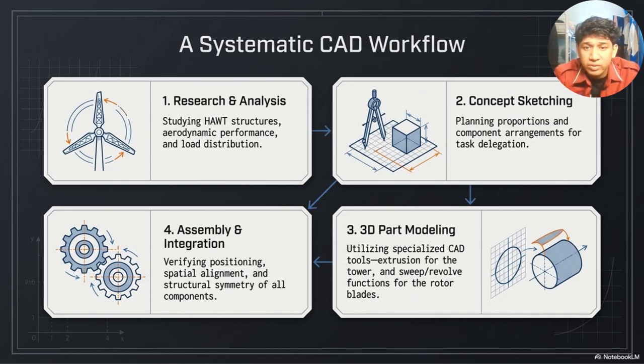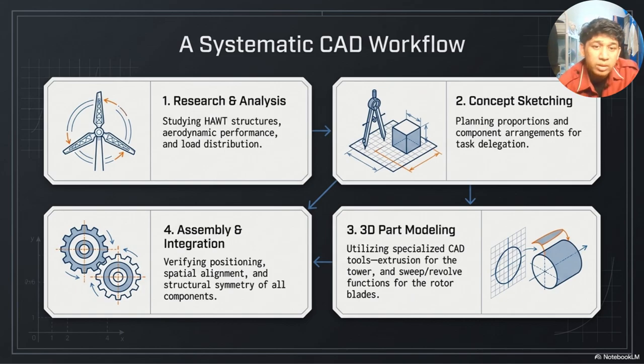So, on the seventh slide is a systematic CAD workflow. The first one, we are doing research analysis, studying HAWT structures, aerodynamic performance, and load distribution. The second one is concept sketching. We are doing planning preparation and component arrangement for task delegation.